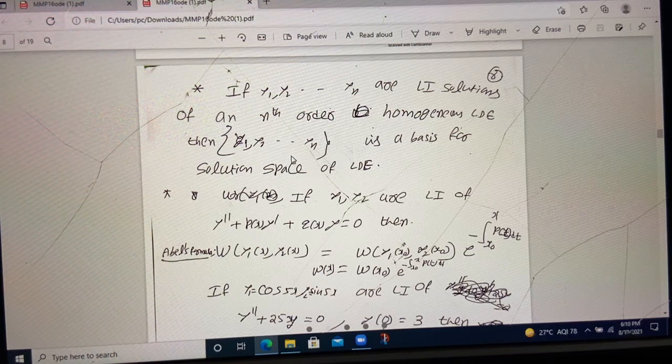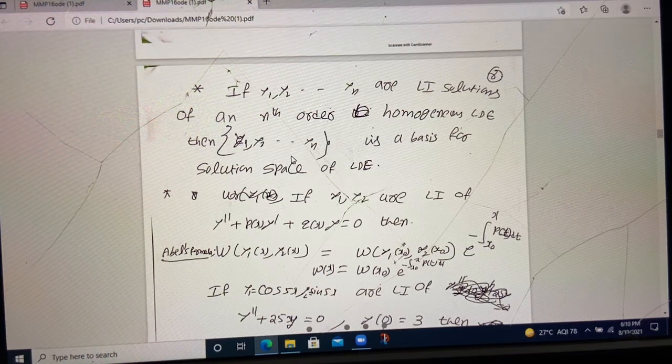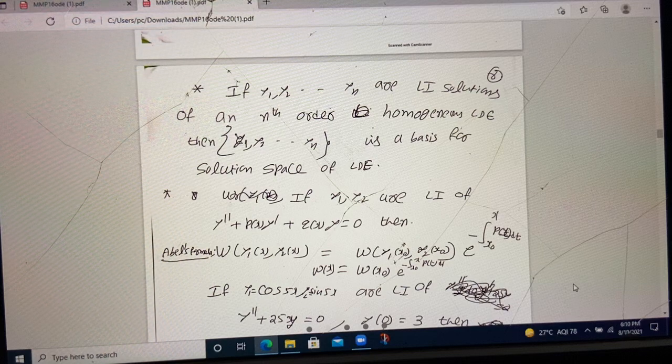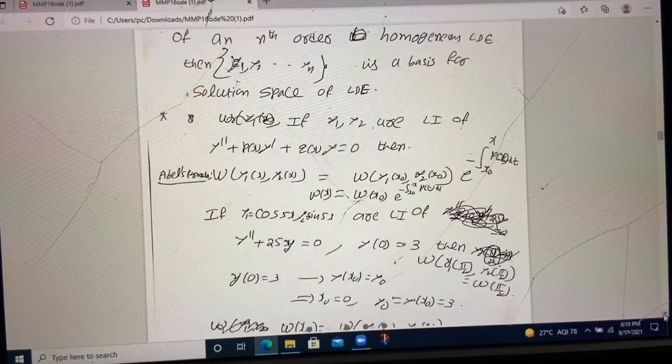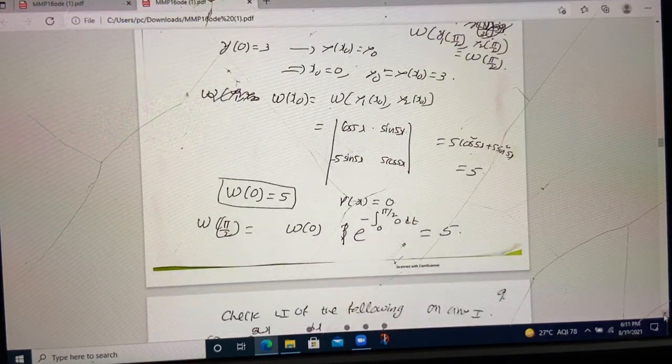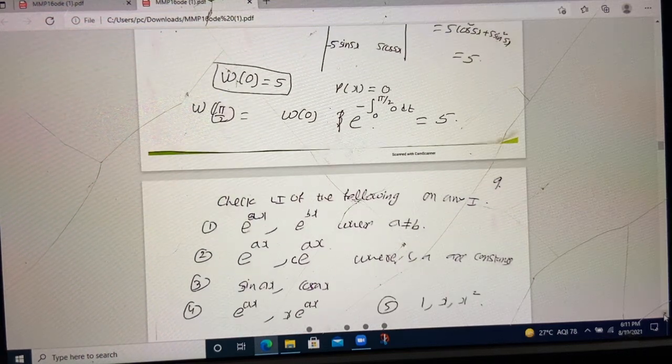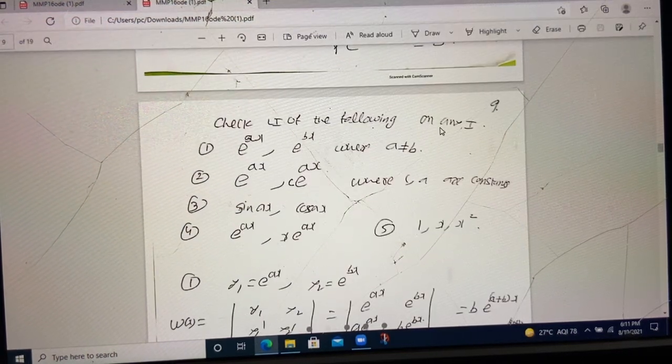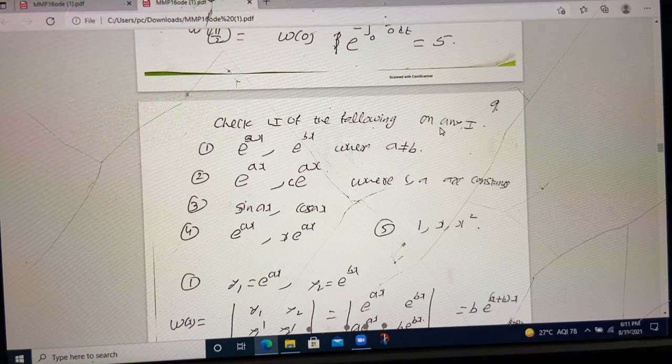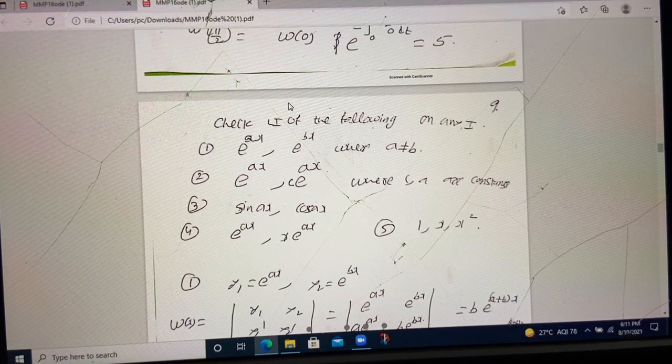So let us see the application of this. For example here, which of the following are linearly independent? This is helpful, a direct application of that. So you are getting questions based on this. These two are always linearly independent. Linearly independent only when A is equal to B. Linearly independent when A is not equal to B. Like this, options will be given.